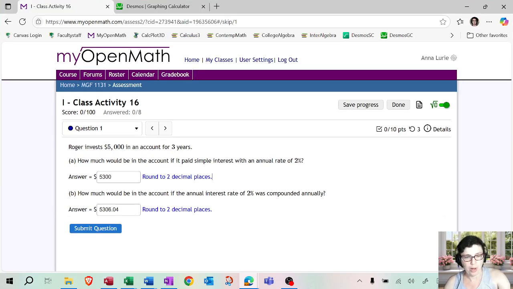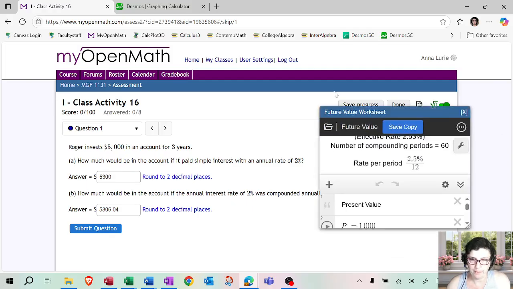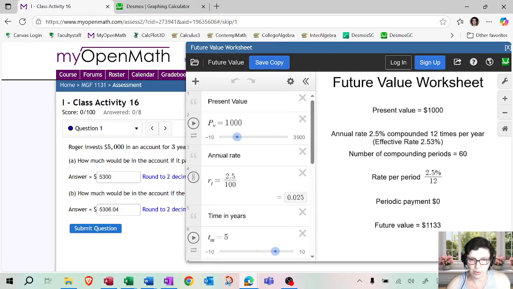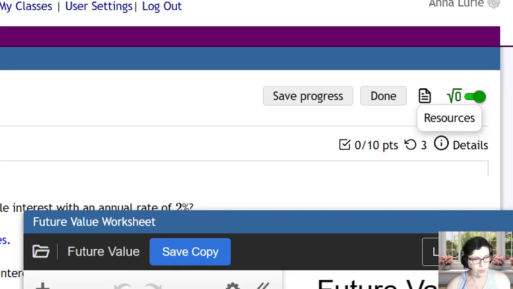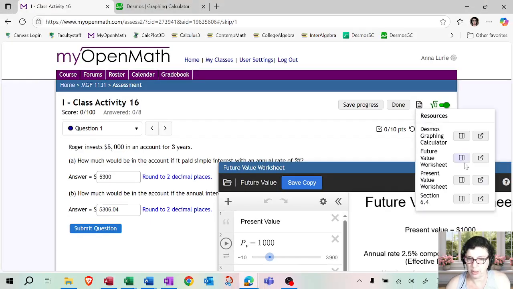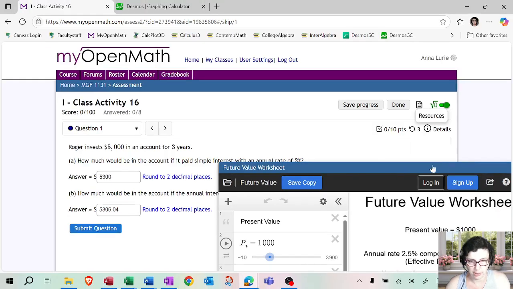Now, I have a worksheet that you can use, because you don't want to write it out every time. You can use it to get this part B. The worksheet is called future value. You open this worksheet under resources. If you're looking for where it is, it's right here. Then you click on that, and you want the future value worksheet. You want to open it in a sidebar.